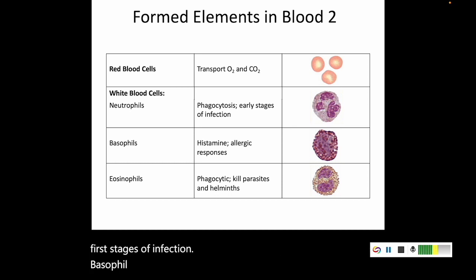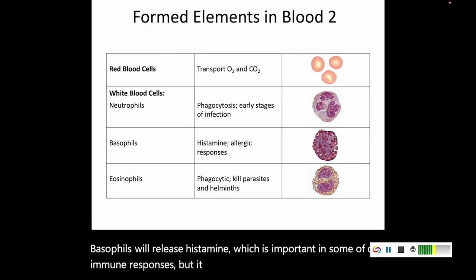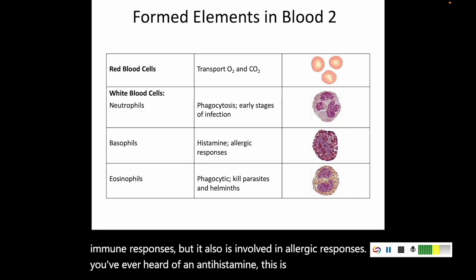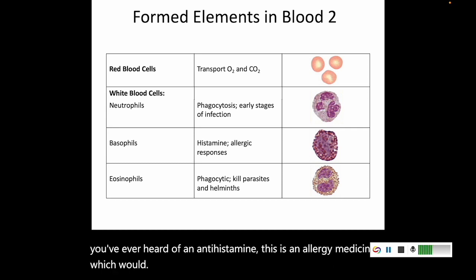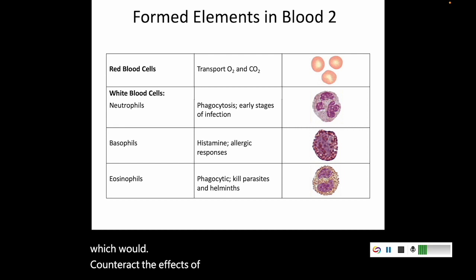Basophils will release histamine, which is important in some of our immune responses, but it also is involved in allergic responses. If you've ever heard of an antihistamine, this is an allergy medicine which would counteract the effects of histamine. That's what antihistamines are working on here at this level.